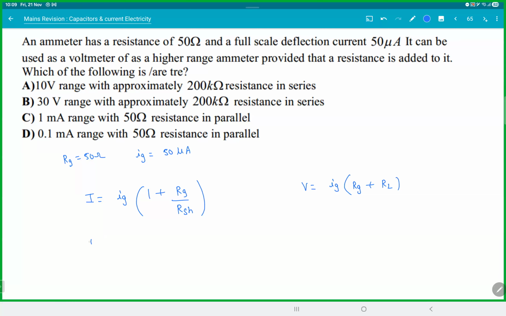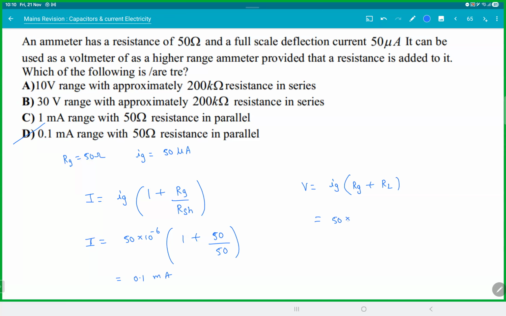You want to see the current there? You have to check Ig will be 50 microampere. 50 into 10 to the power minus 6, 1 plus Rg. You're keeping 50 in parallel. So our galvanometer is 50 and 50. So if I use 50 and 50, both are 50, interesting. That will be coming out to be 2, that's 100. So that's 0.1 milliampere. This answer is right.